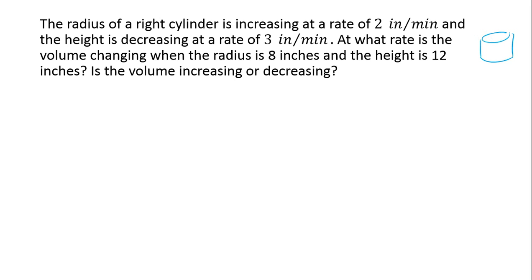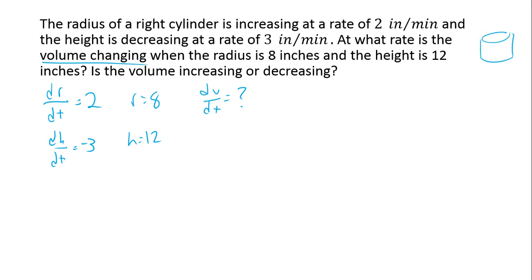So we say that our radius of this cylinder is increasing at a rate of 2 inches per minute. So right off the bat, we know that our dr/dt, or the change in the radius, is 2. And then the next part says, and the height is decreasing at a rate of 3. So our dh/dt is minus 3. Okay. It wants to know what is the rate of the volume as it changes when r is 8 and our h is 12. Okay. So what we're trying to find is dV/dt. That is our goal.